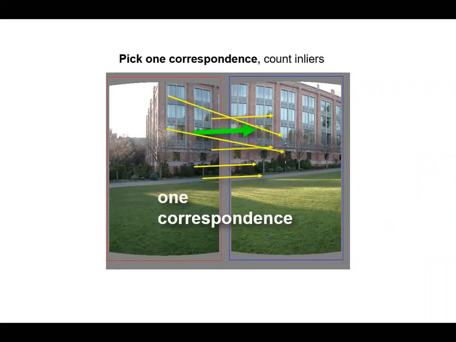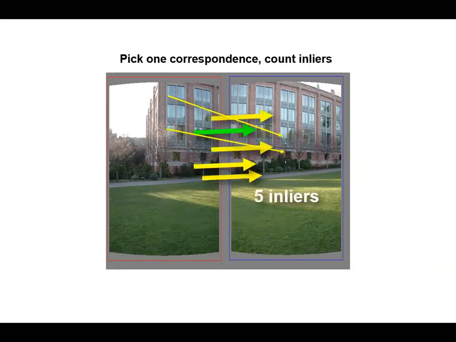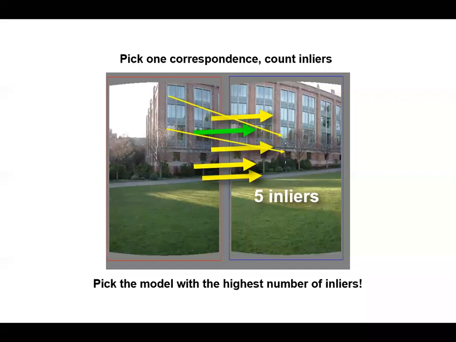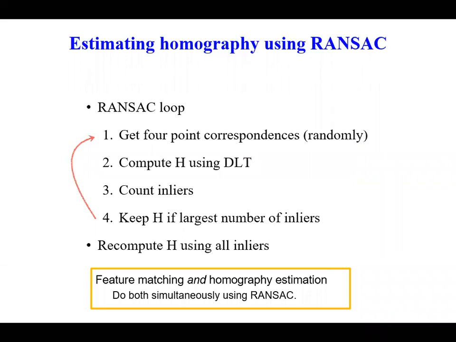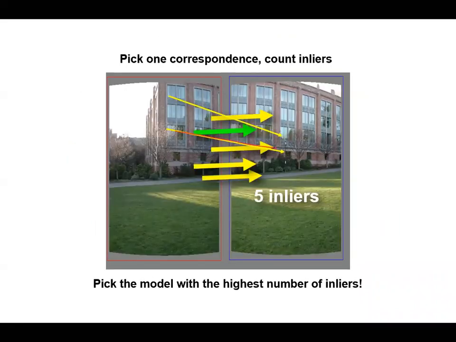Then go to the next correspondence. Count how many inliers: 1, 2, 3, 4, 5 inliers. Then what you need to do is pick the model with the highest number of inliers. This means that actually we will neglect this correspondence. We'll say, hey, this is not a correct correspondence, and we will go with this correspondence. So this will give us a better estimate of the transformation.